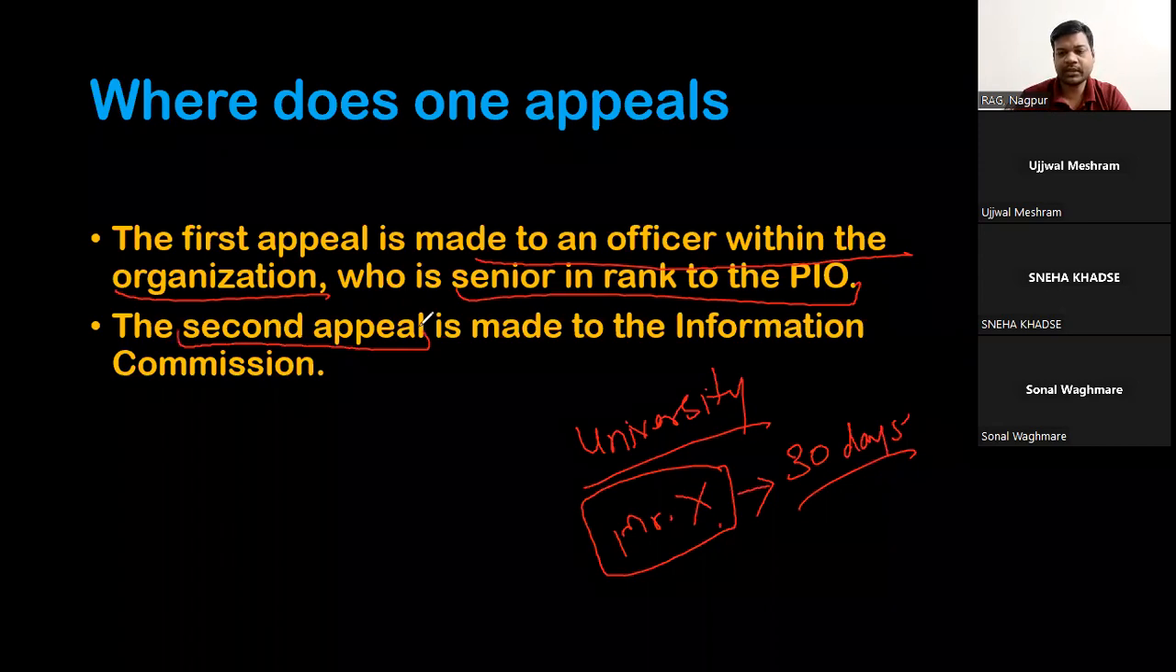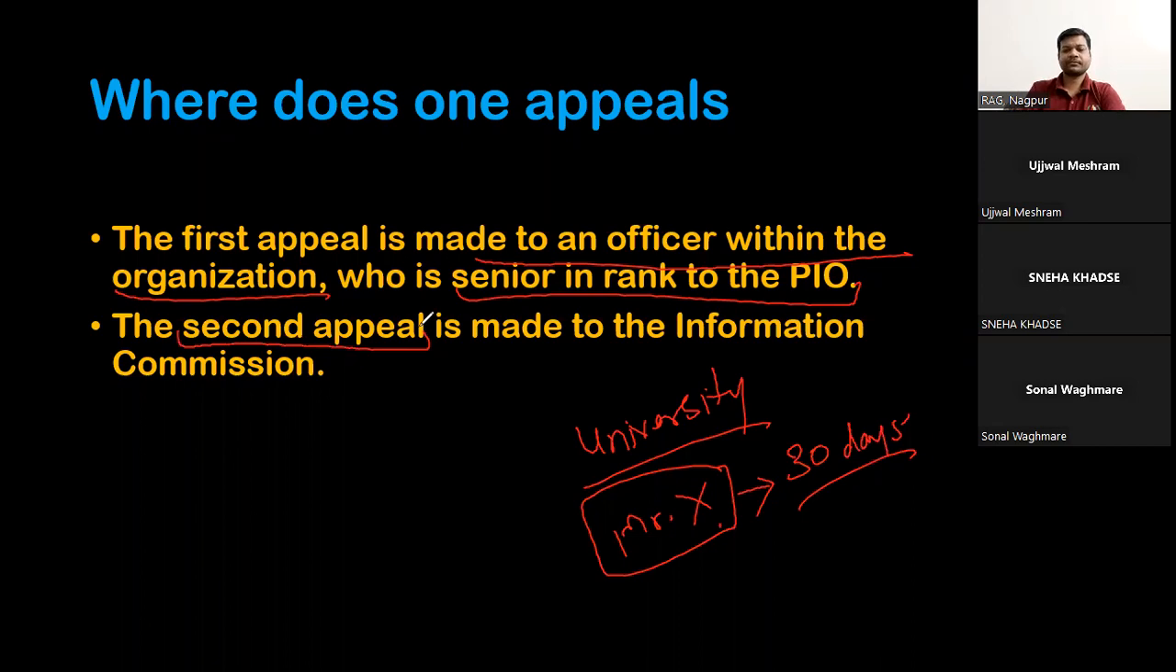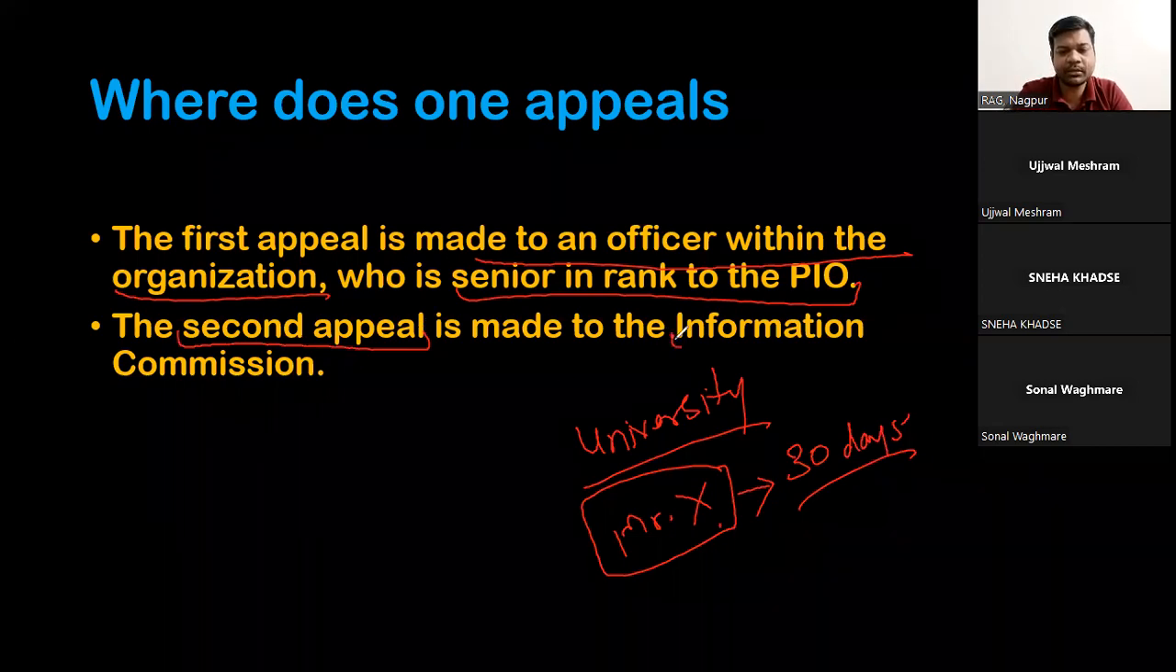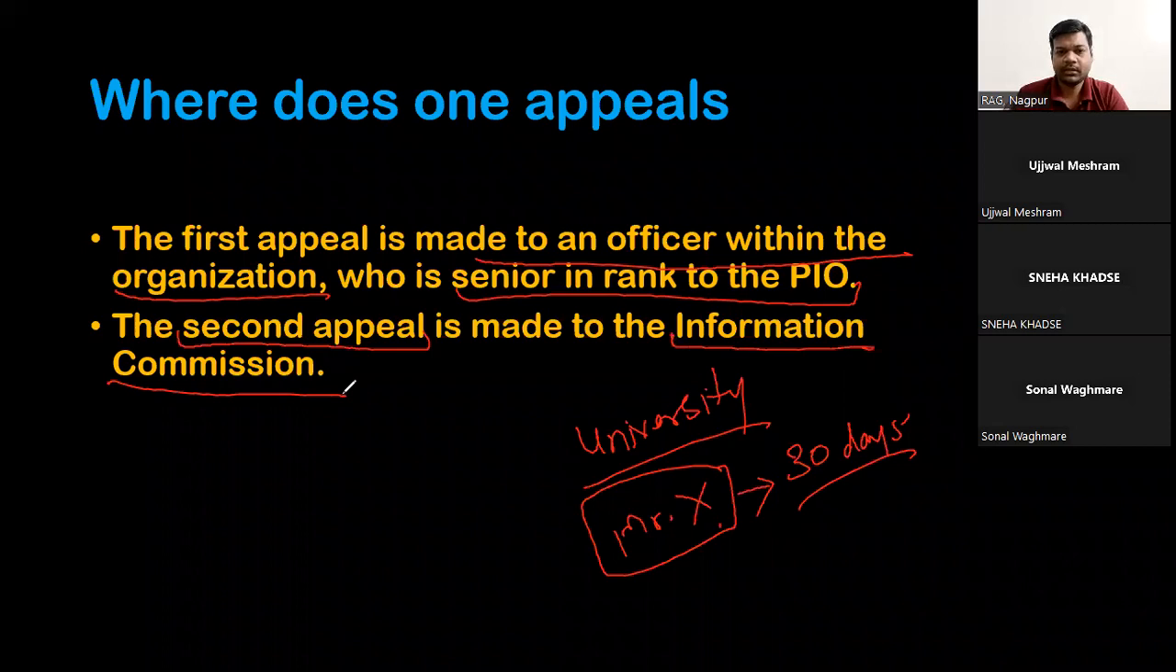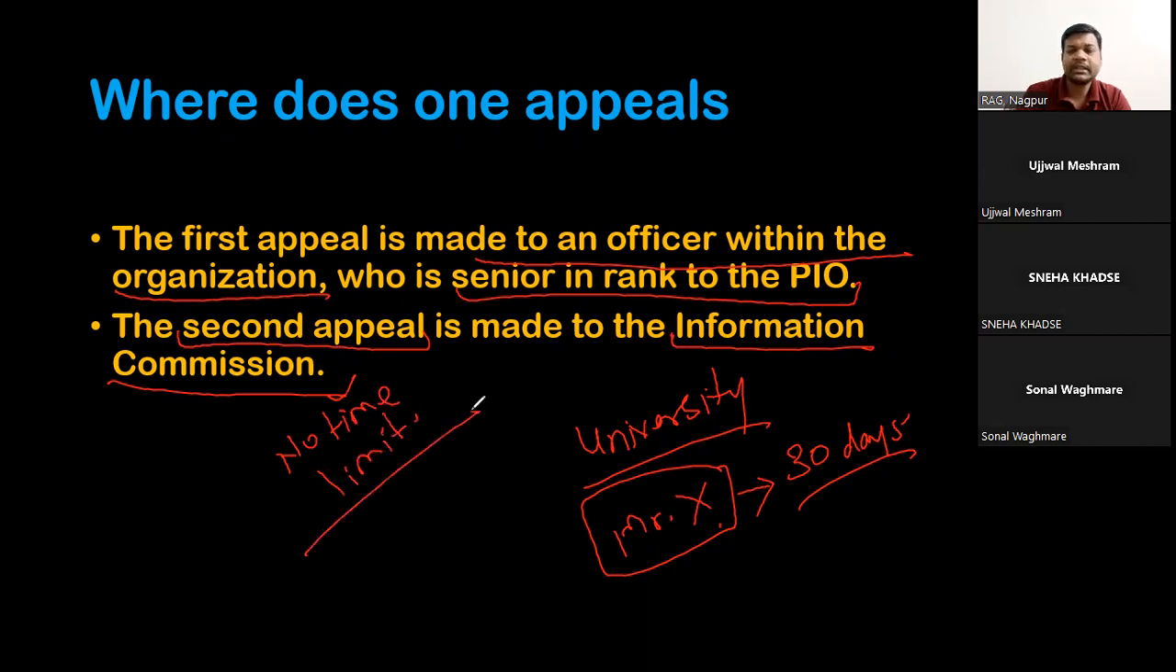This second appeal is made to the information commission, either the state information commission or the central information commission. But when you are appealing for this, there is no upper time limit, that within 30 days, within 40 days, or within 50 days you will be provided with the information. This is not like that.